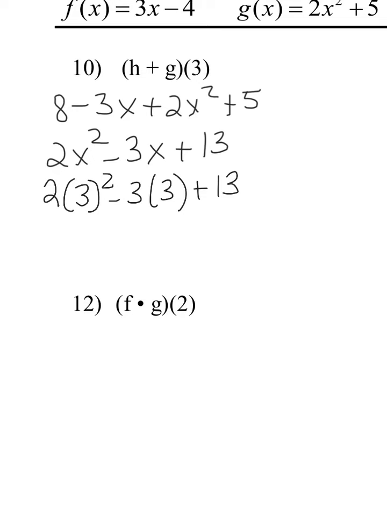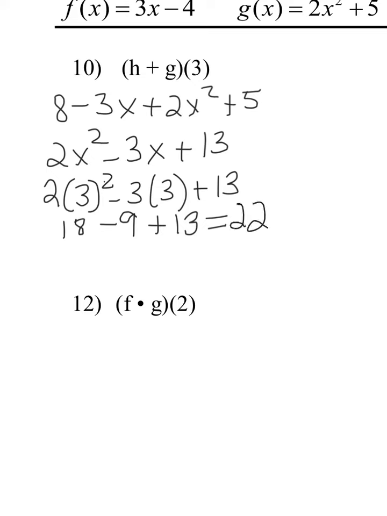All right, so this number right here is 3 squared, which is 9. 9 times 2 is 18. And then I have 3 times 3, which is 9, plus 13. Gives me a total of 22.